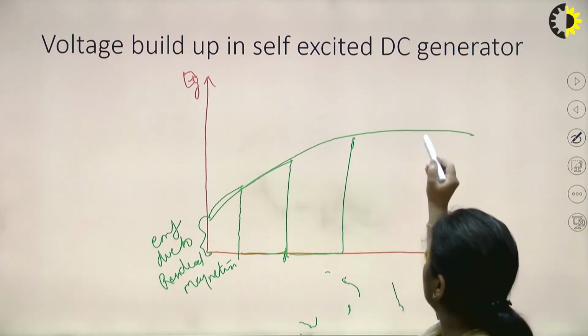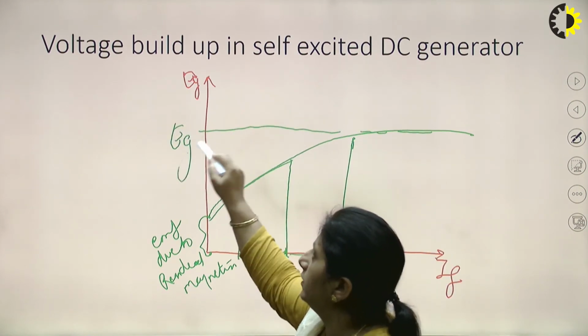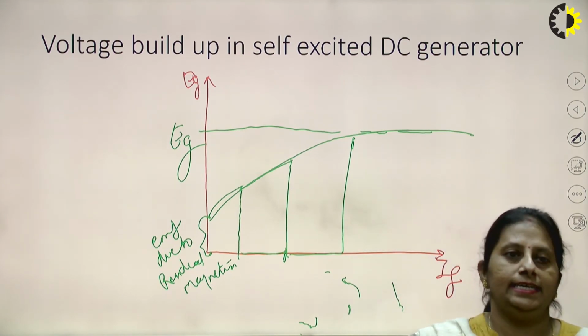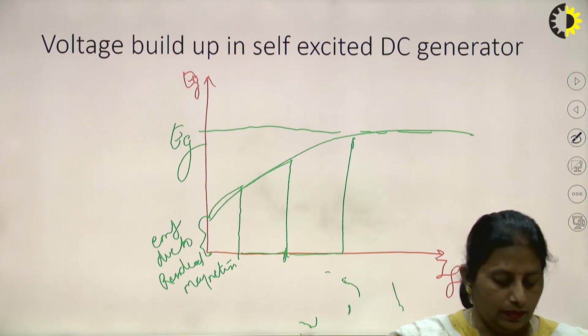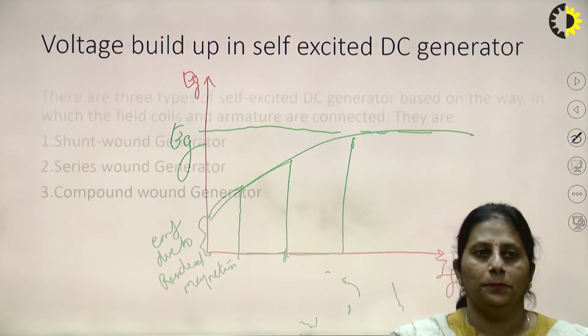This is that saturated EMF, what you call the rated EMF, the generated EMF of the generator, given by EG = PφZN/60A, right? So this is the voltage build-up in a self-excited DC generator.